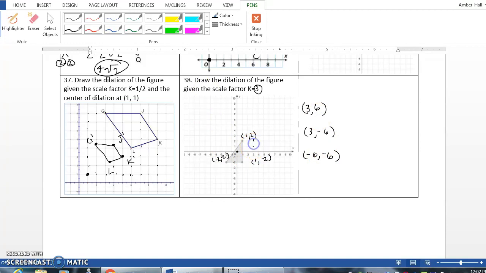3, 6. 3, -6. 3, -6, -6, -6. Draw the figure. It's a dilation, scale factor of 3. That's it for the review for Unit 9 test.